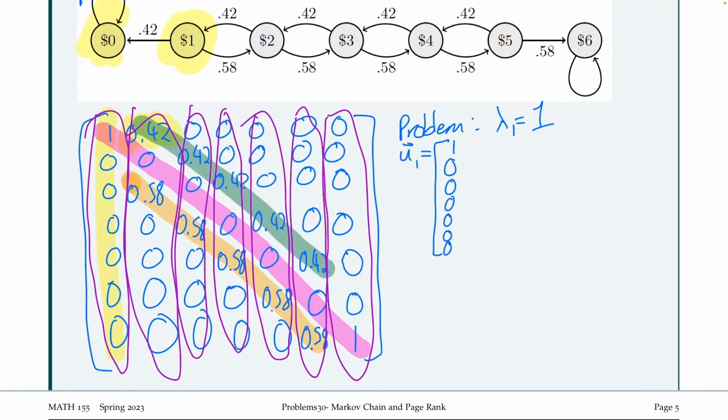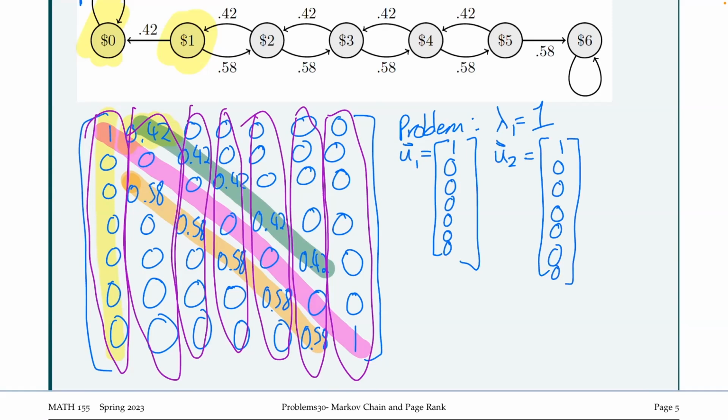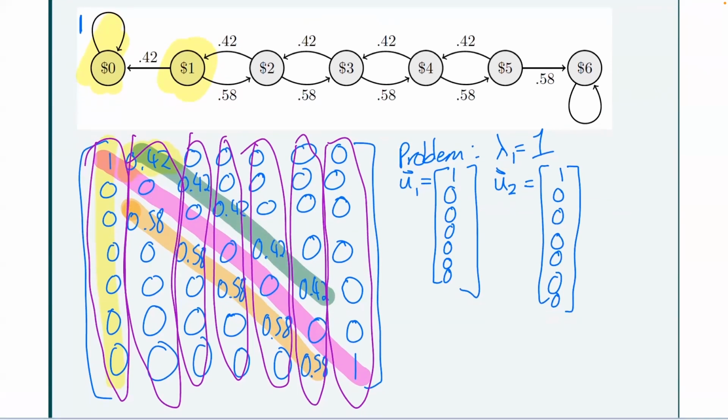I got the right number of zeros there, yeah. And another one, I call U2, which is the opposite. This is because we have these absorbing states at 0 and 6 here. So we have these 2 eigenvectors.